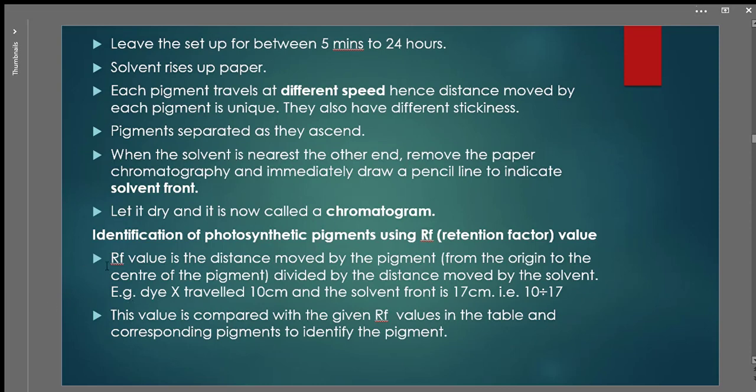That's what I'm saying here, that the retardation factor or retention factor is the distance moved by the pigment from the origin to the center of the pigment, divided by the distance moved by the solvent. For example, if the dye X has traveled 10 centimeters and the solvent front is 17 centimeters, then you take the dye X distance, that is 10, divided by 17, and that will give you the retention or the retardation factor.